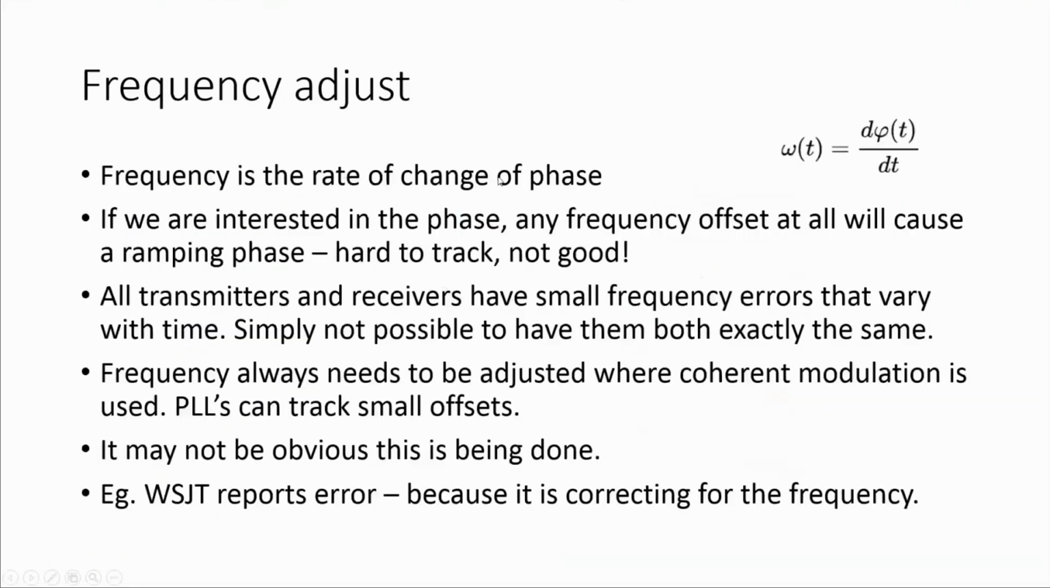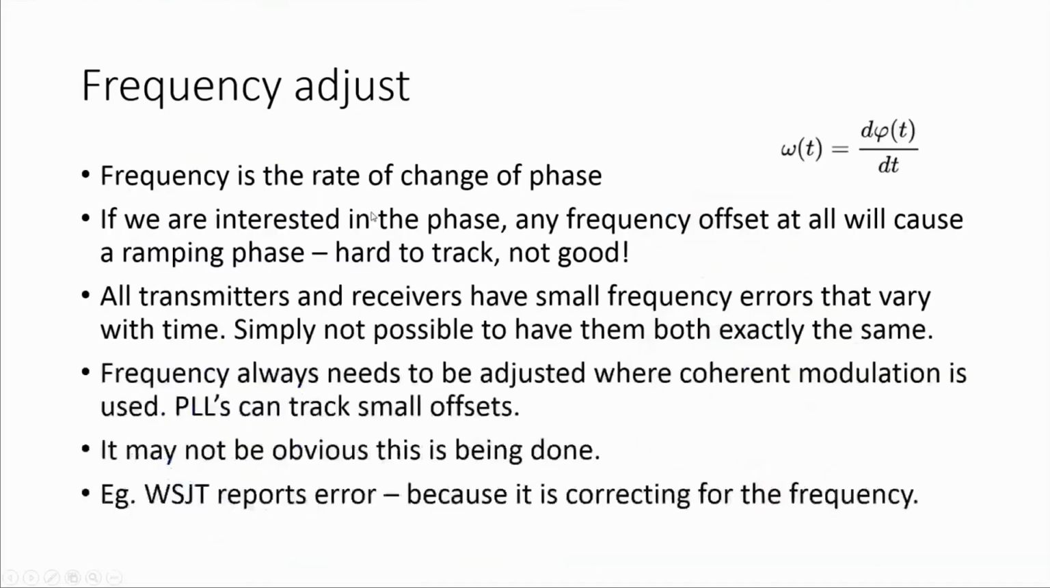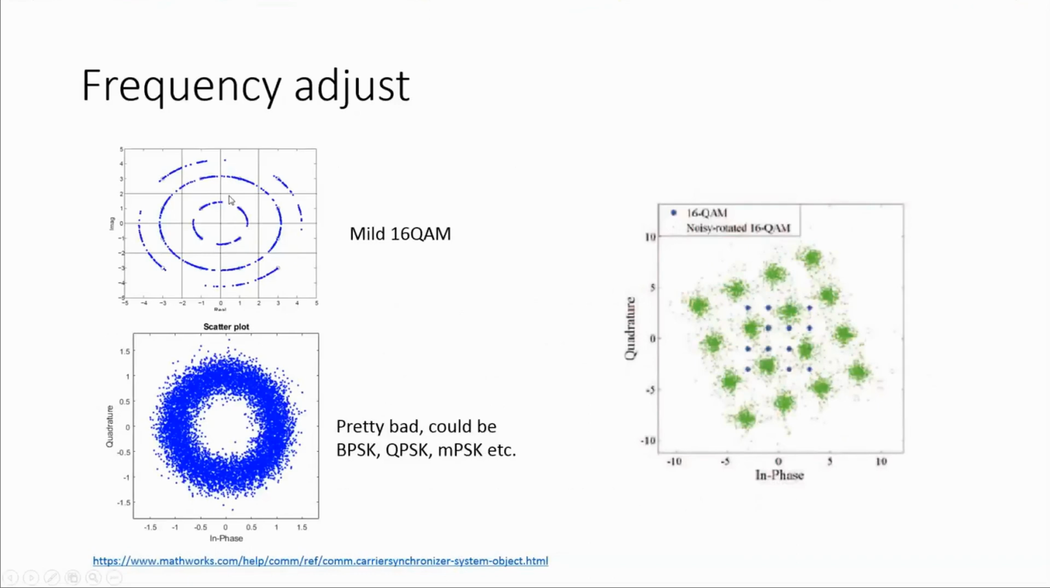Frequency is the rate of change of phase. So when frequency is off, the phase changes, so it spins. In the IQ plot, imagine time is into the page. If I pick this sample, the next time I see it, it's going to be somewhere else because it's moving in a circle.